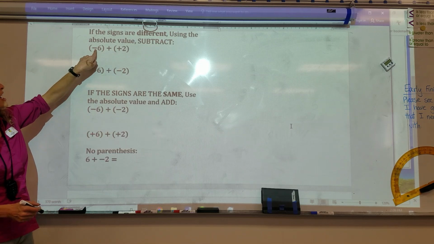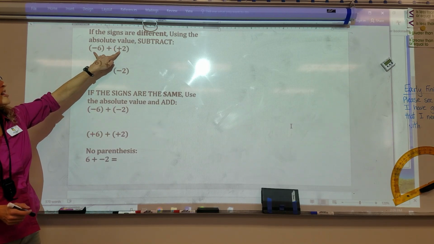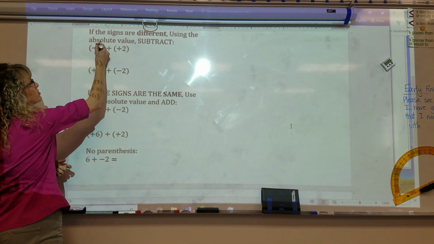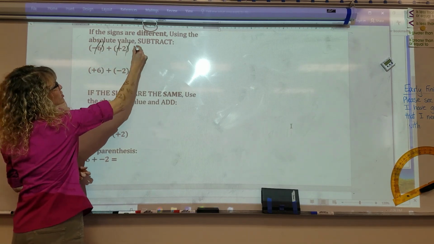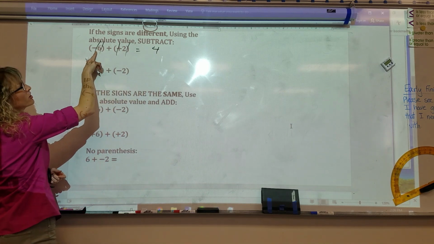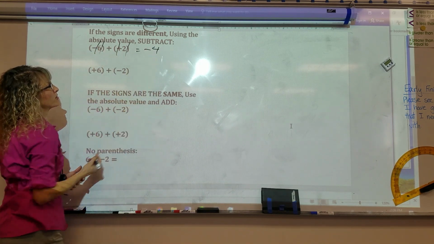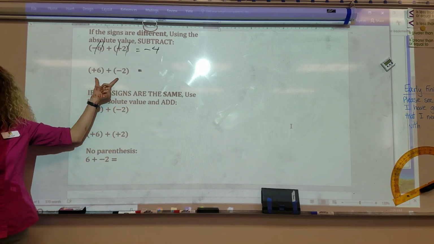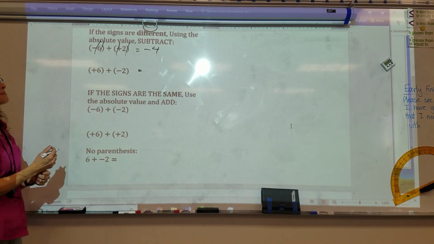All right, let's do a few practice problems real quick. I have different signs, a negative and a positive, so I'm going to subtract. What am I going to do? Get ready? Subtract. Absolute value, absolute value. 6 minus 2 is 4. The answer takes on the sign of the larger absolute value, which is that one, so negative 4. Okay, I need a helper for this one. Talk me through this. What do I do? Preston.